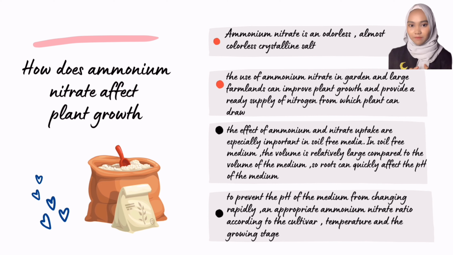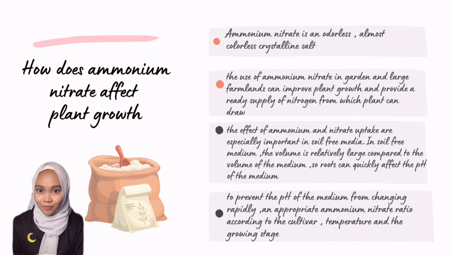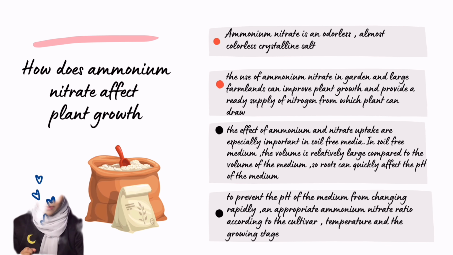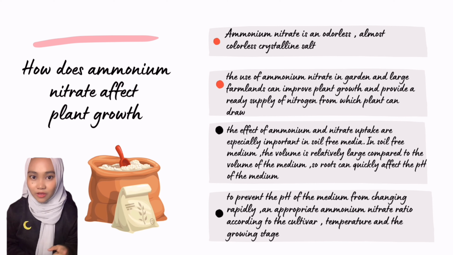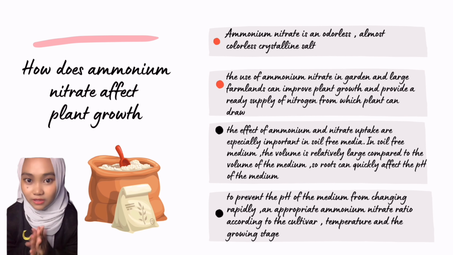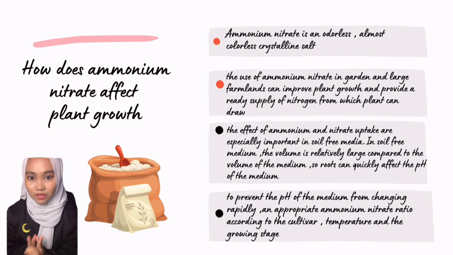As Shafa said before, ammonium nitrate is an odorless and almost crystalline salt. Ammonium nitrate in a garden and in a large farm may improve plant growth and will provide a ready supply of nitrogen from which plants can grow. But the most important thing is we need to make sure that we use the right ratio of ammonium nitrate.